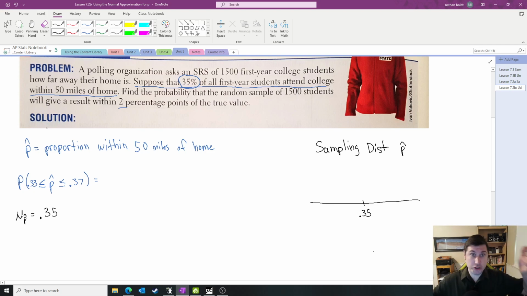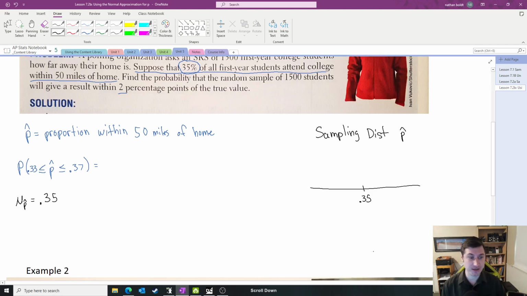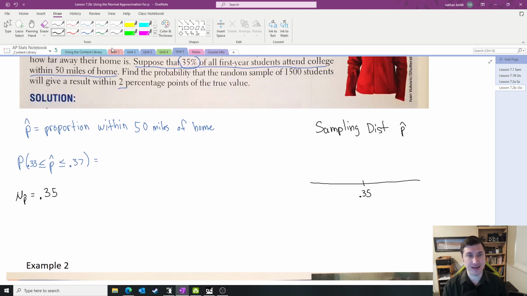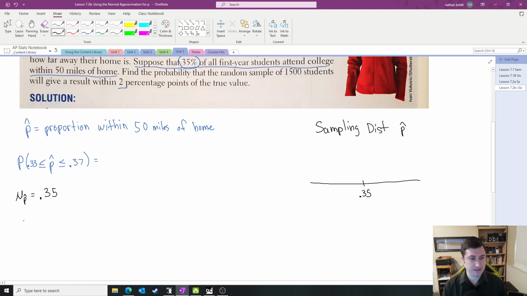Now, what shape is it? Hopefully it's going to be normal, right? But we don't know for sure it's normal yet until we check some conditions and we take a look at the standard deviation. So the next thing probably is to do the standard deviation. So what is the standard deviation of p-hat?